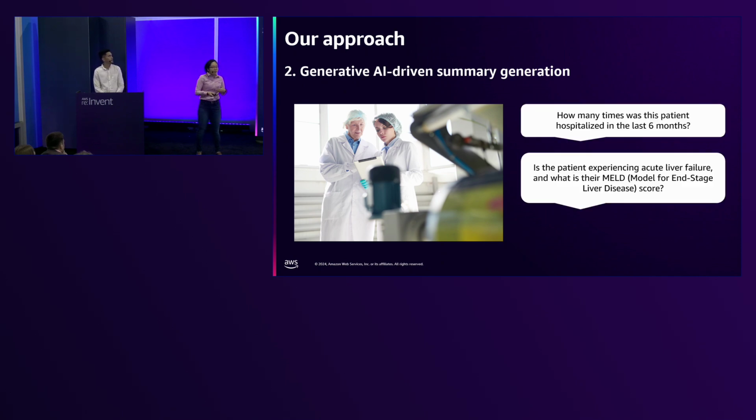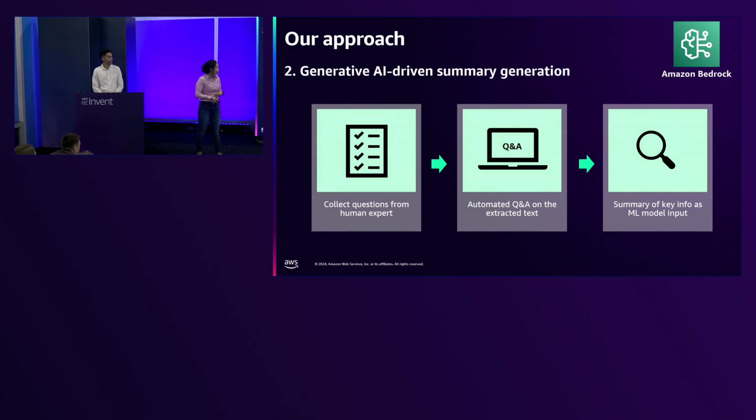So if you think about what experts do, for example, when they're thinking about patient transfer, they will be thinking about, how many times was this patient hospitalized in the last 6 months? If they're thinking about a liver transplant patient, they will be thinking about, what is the MELD score for that patient? So what we wanted to do was take those questions that a human expert would think about, and convert them into prompts, using prompt engineering in this process.